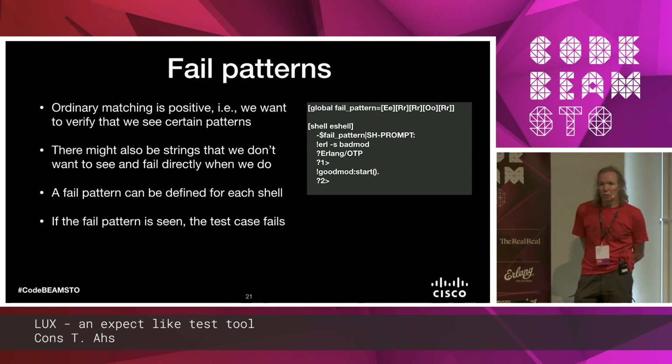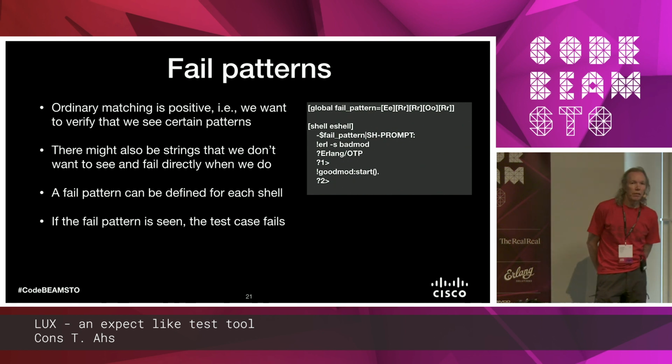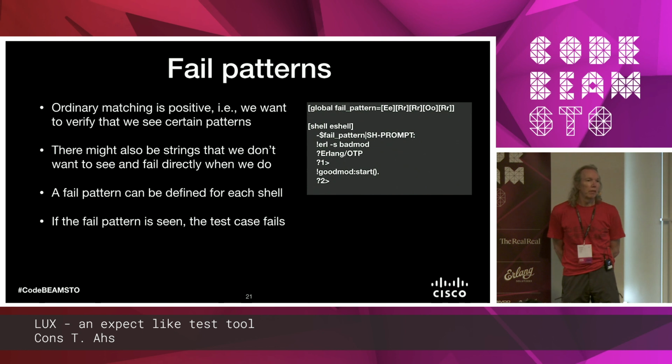Most of our patterns are positive. We're saying this is what we want to see, and this is what we want to see to be able to proceed with our script. But of course, there might also be the converse case, where there are some things that we don't want to see. We might have a fail to match because something went wrong. We got an internal error, but didn't see it. So we can go back, patch our test case, and add what's called a failure pattern.